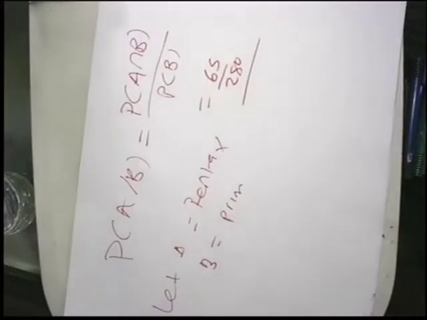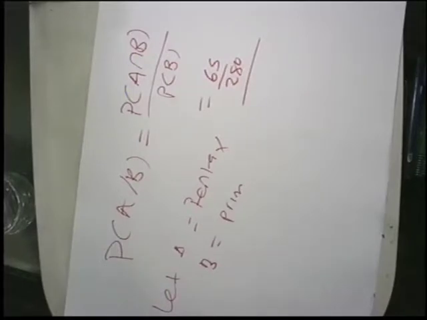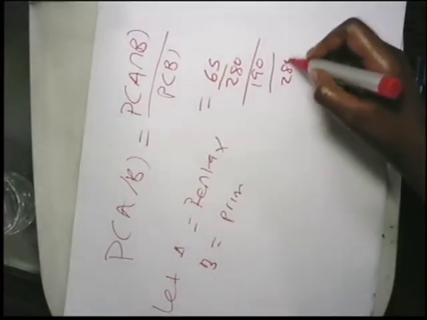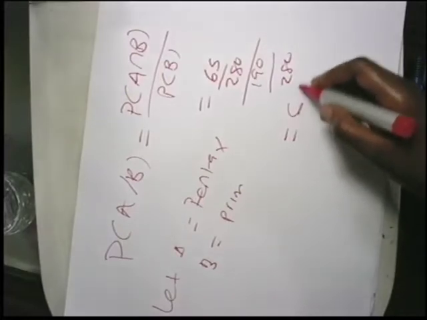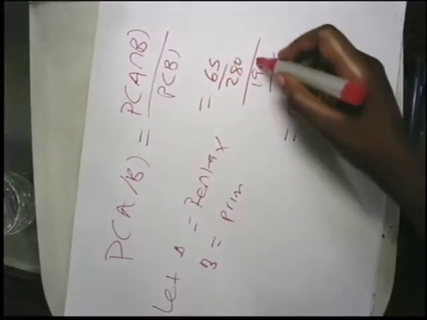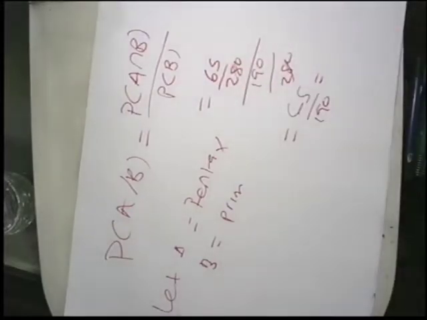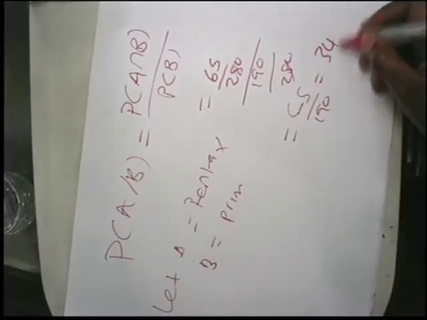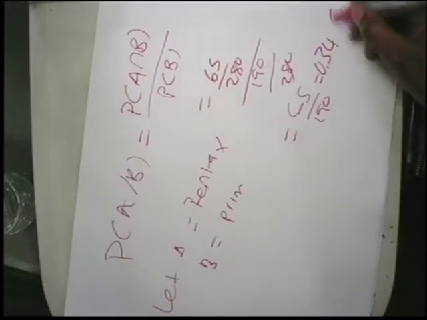And then the probability of just B. What is B? Personnel. The total of personnel is 190. 190 divided by what? By 280. So this is the same as 65 divided by 190, because those two will cancel out, and that will give us 0.34, and that is equal to what?